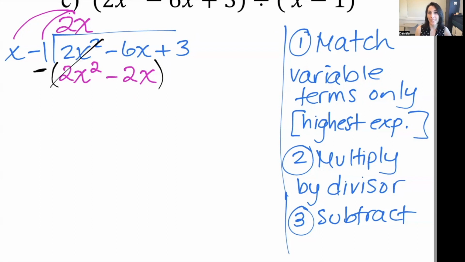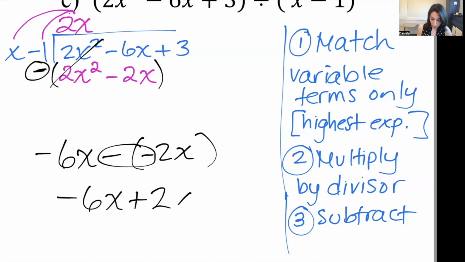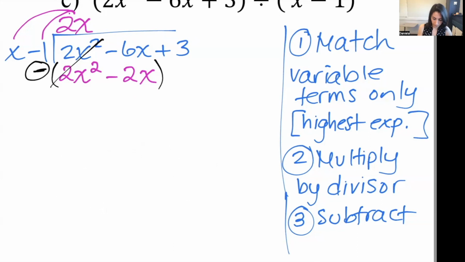Now, here's what people technically, there's a subtraction here, right? So people accidentally do -6x minus 2x, which is a -8x, right? That is actually saying -6x minus the -2x. So whenever you have two minuses next to each other, it actually turns into a plus. So you should actually be looking to do -6x plus 2x. That is going to be a -4x. And then you're just going to drop down that +3.